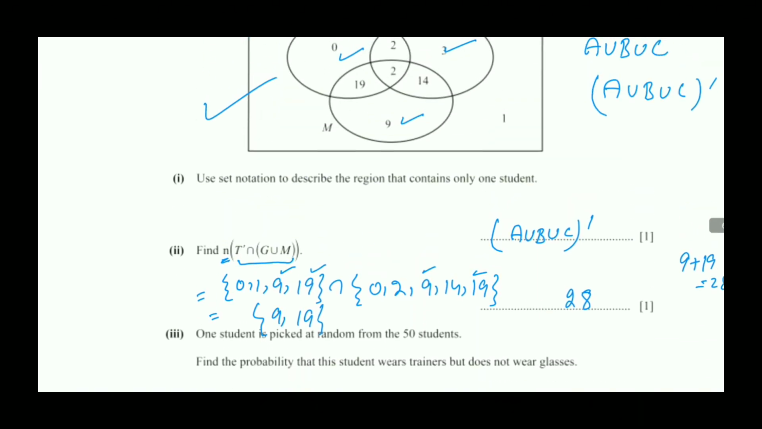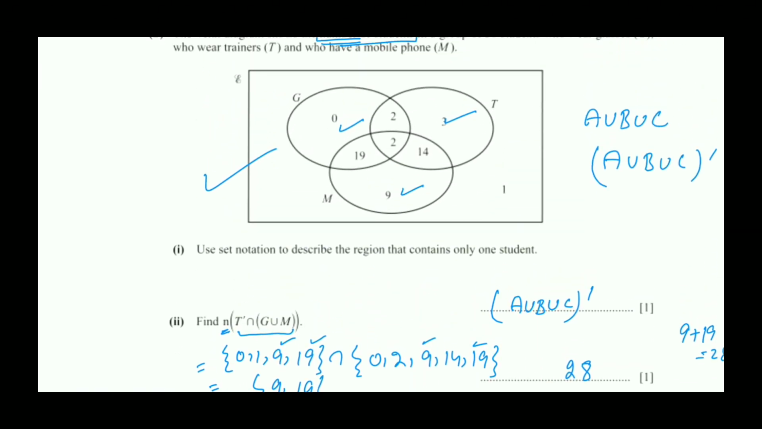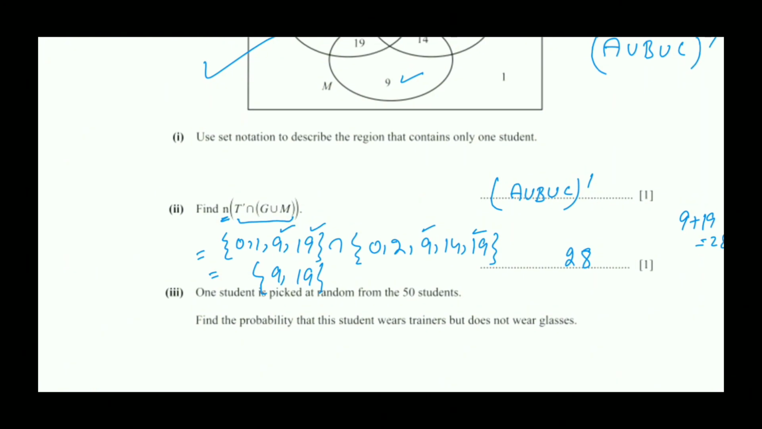So the answer will be 28. If there were elements in this Venn diagram, then 9 and 19 would be written as they are. Sorry, you have to count the elements. Like there are two elements in this set, so then the answer would be 2 if the elements were in the Venn diagram.